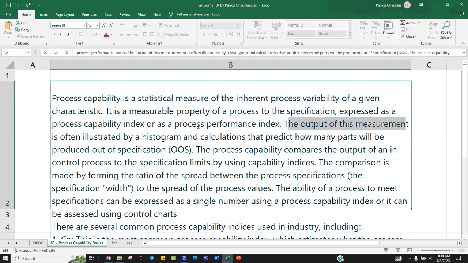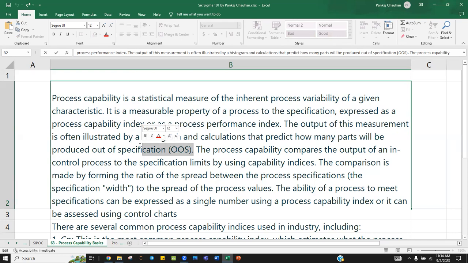The output of the measurement is often illustrated by a histogram and calculated to predict how much percent of the parts will be out of the specification. Suppose you are producing 100, out of 100, how many may fall outside the specification? Or if we are producing 1 million, 1,000, 10,000, how much percentage will be outside the specification, or how much percent of data will fit within the specification. 100% minus the data that fits within the specification will be a defect.